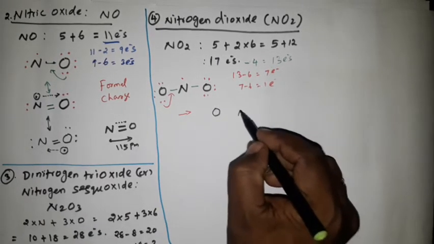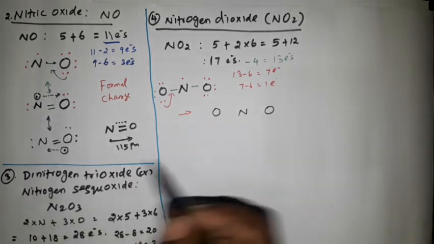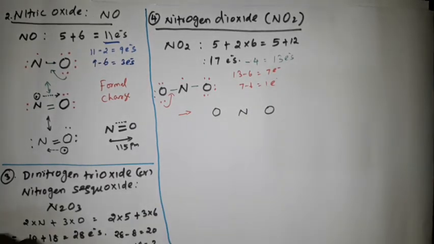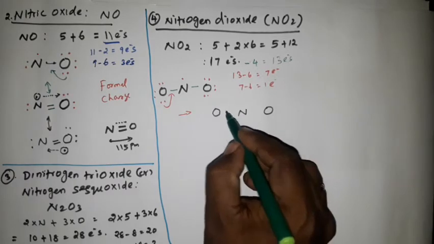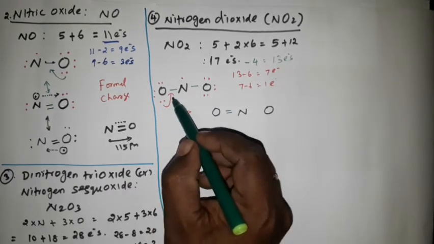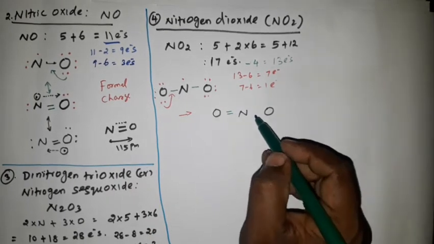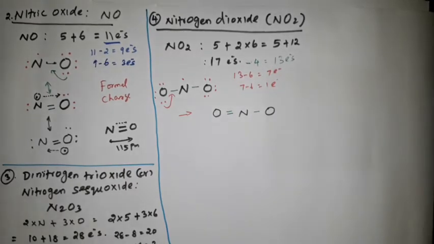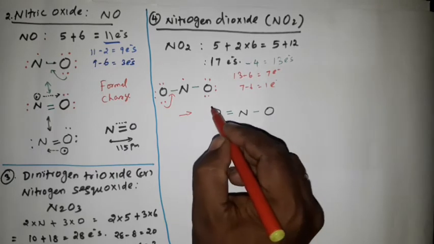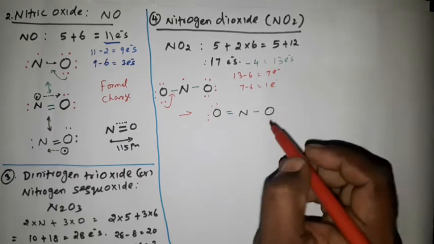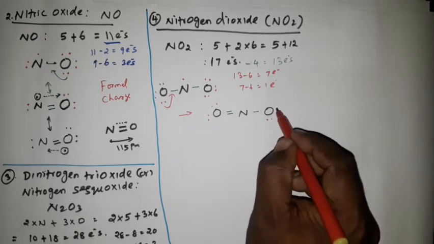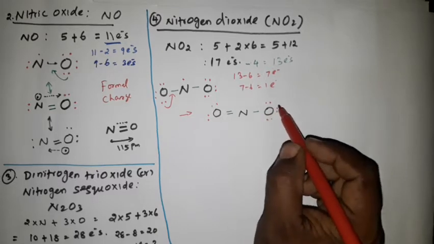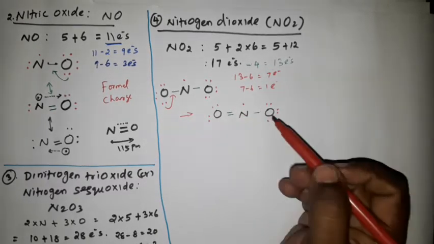Oxygen, nitrogen, then oxygen. So here double bond because of the shifting of lone pair to bond pair. Then here single bond. Now here 2, 4 electrons, here 2, 4, 6 electrons, clear? And here 1 electron is remaining.